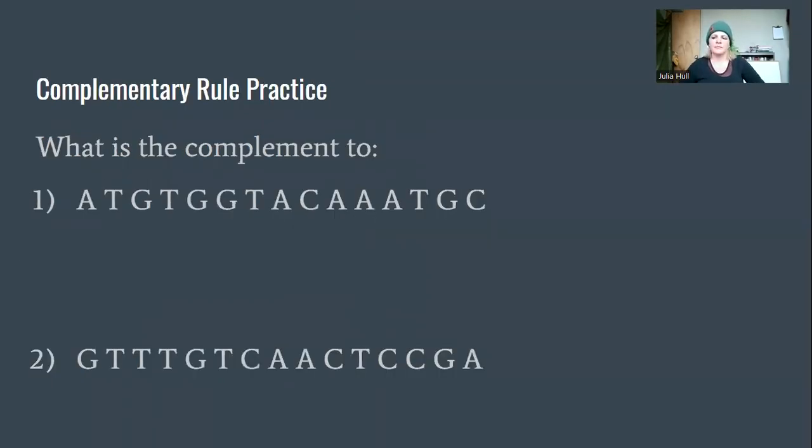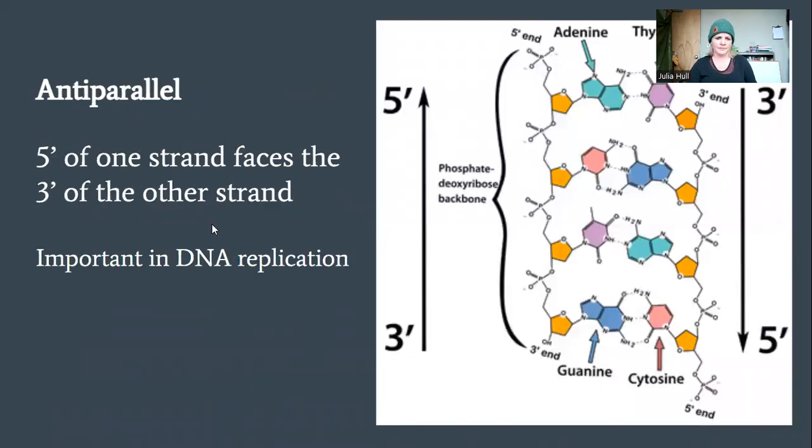And then there's always a complement to the DNA strands. So if we know that A's always pair with T's, and T's always pair with A's, we could write out the complements of each of these. And if that is unclear to you on how to do that, please talk to me as soon as you can. We can do a little Zoom conference or whatever to make sure that you understand this, because that's important.